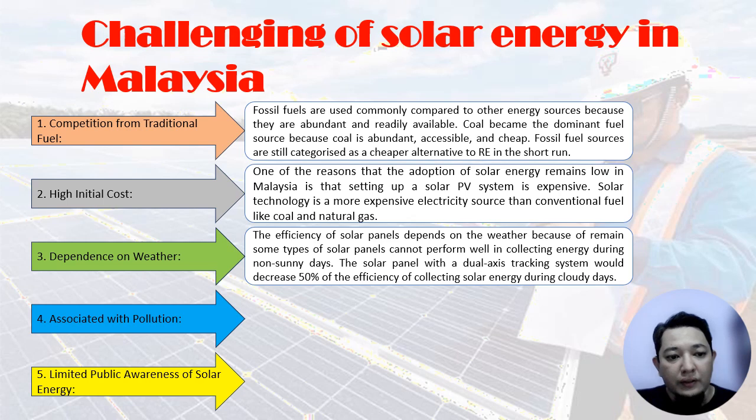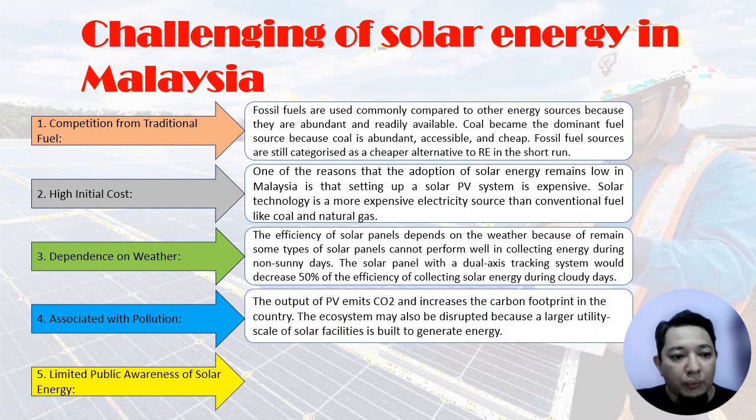Fourth point, association with pollution. The output of PV emits carbon dioxide and increases the carbon footprint in the country. The ecosystem may also be disturbed because a larger utility scale solar facility is built to generate energy.